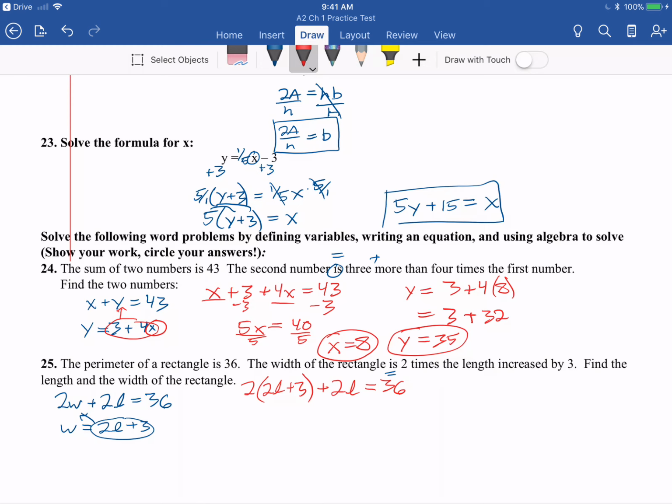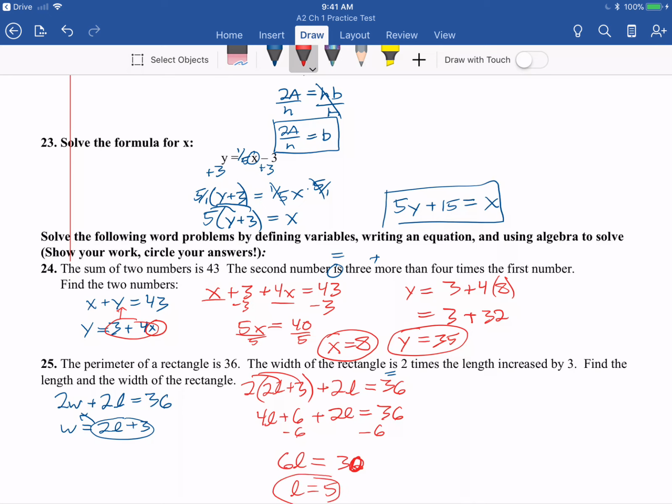All right, awesome. So now I distribute this in here. I get 4l plus 6 plus 2l is equal to 36. Now I combine like terms and solve for this l here. I go minus the 6, minus the 6. So I go 6l is equal to 30. That's a 30, not 36. If I divide by 6, I get l is equal to 5.